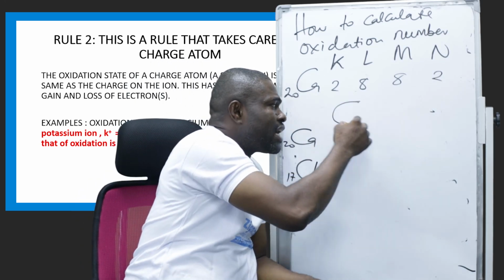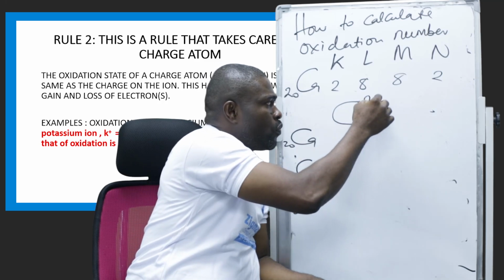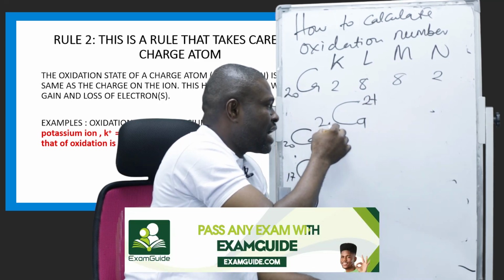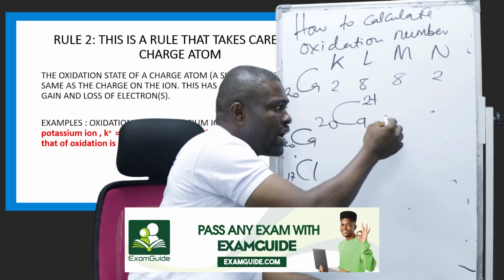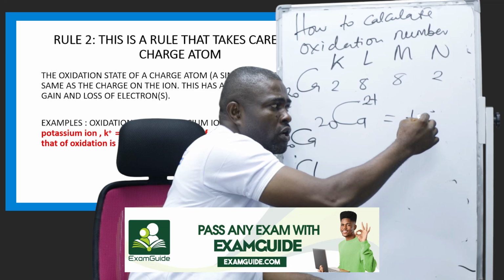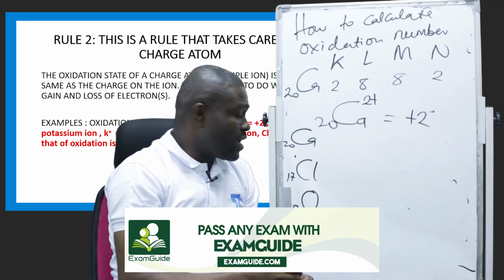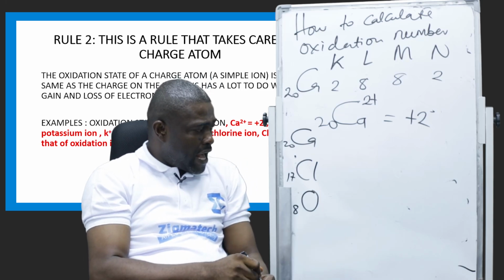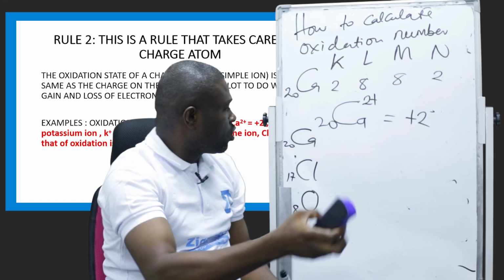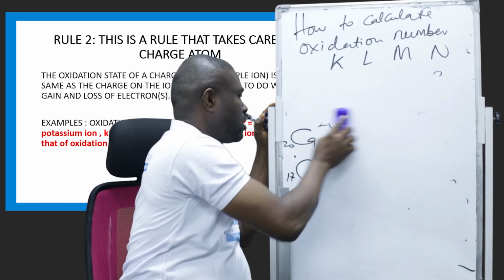And once it loses those 2 electrons during chemical reaction, it becomes 2+, which is now a charged atom. What is the charge? +2. And therefore, the oxidation number is +2. The next 2 elements I would like us to look at are chlorine and oxygen.